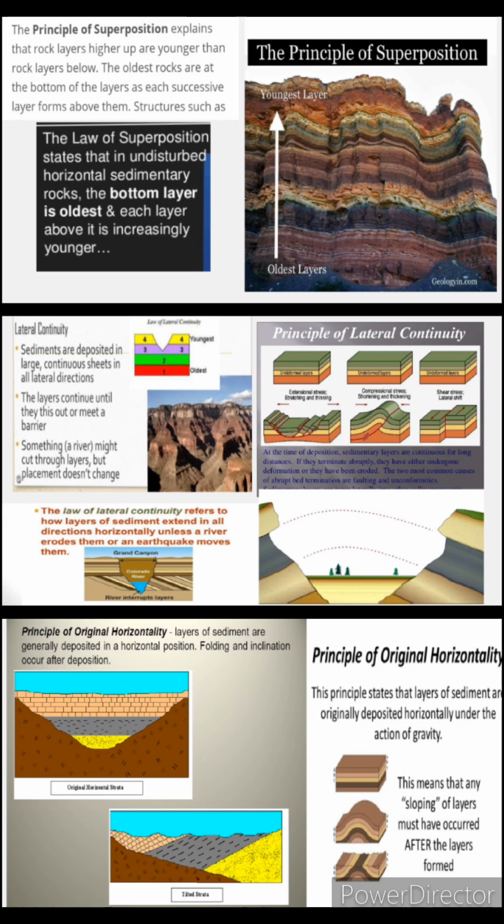In other terms, the principle of horizontality states that layers of sediments are originally deposited in a horizontal manner under the action of gravity. This means that the slope of the layer must have occurred after the layer formed. So this is a principle of relative dating.